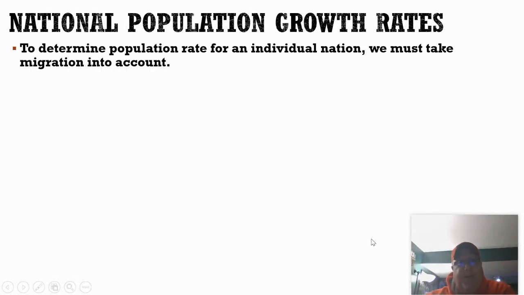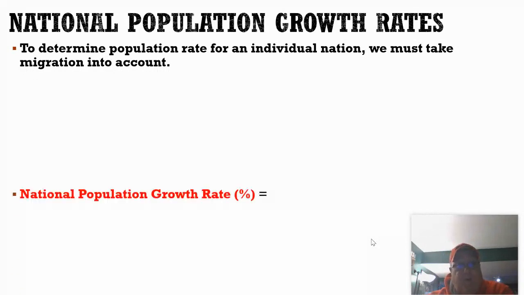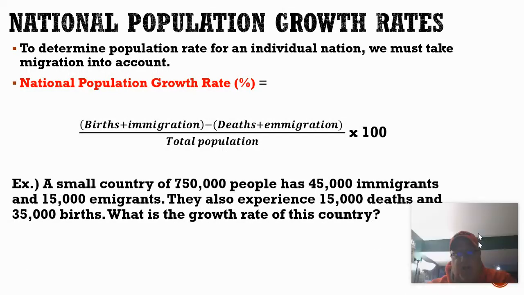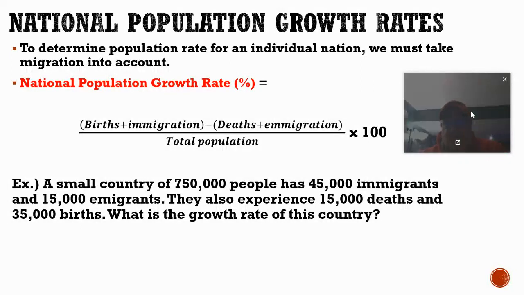Now, if we're looking at an individual country, then we have to look at migration and crude births and crude deaths. We have to look at all that stuff because in a country, you do have migration, right? So let's say, for example, that it says here we have a small country of 750,000 people. It has 45,000 immigrants and 15,000 emigrants. That's per year. They also experience 15,000 deaths and 35,000 births. What's the growth rate of the country?